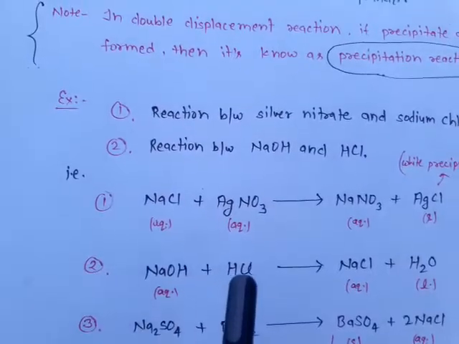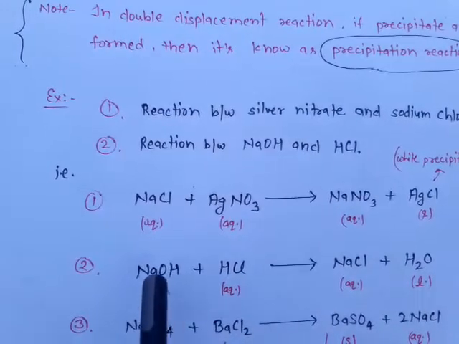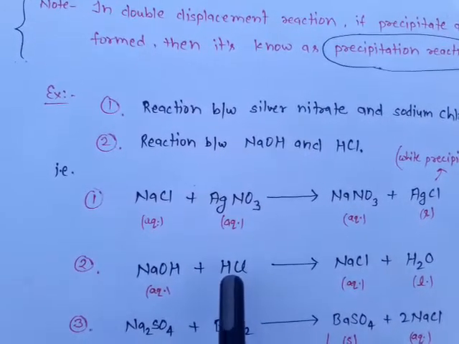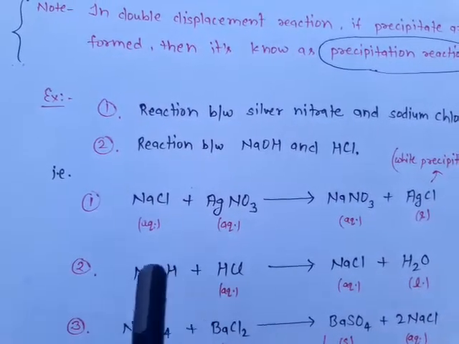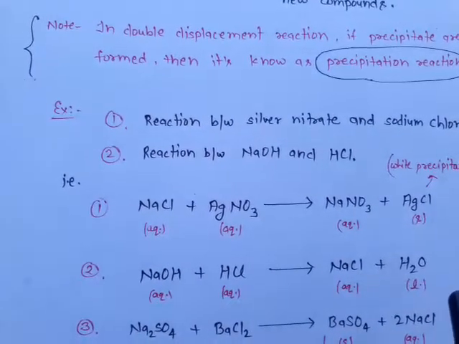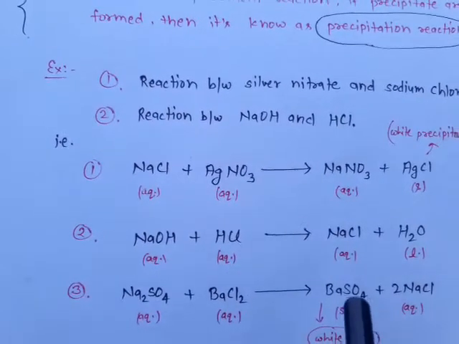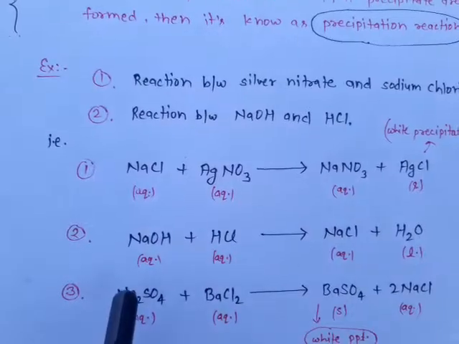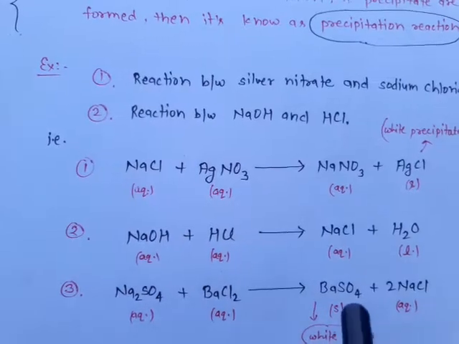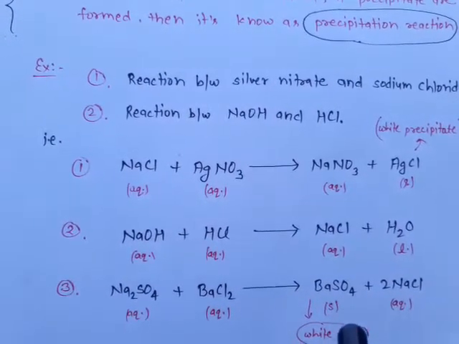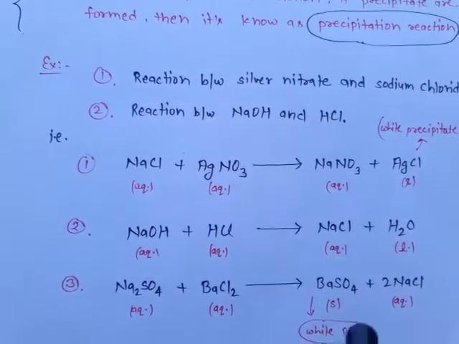The second example is NaOH plus HCl, the reactants, and the products are NaCl and H2O. Here, in these two compounds, H combines with OH and Na combines with Cl. The ions are exchanged and form new products. This is an example of a double displacement reaction. Next, sodium sulfate and barium chloride form barium sulfate plus NaCl. Here sodium exchanges with Cl and barium exchanges with sulfate. Barium sulfate is a solid, a white precipitate, so this is also an example of a precipitation reaction.